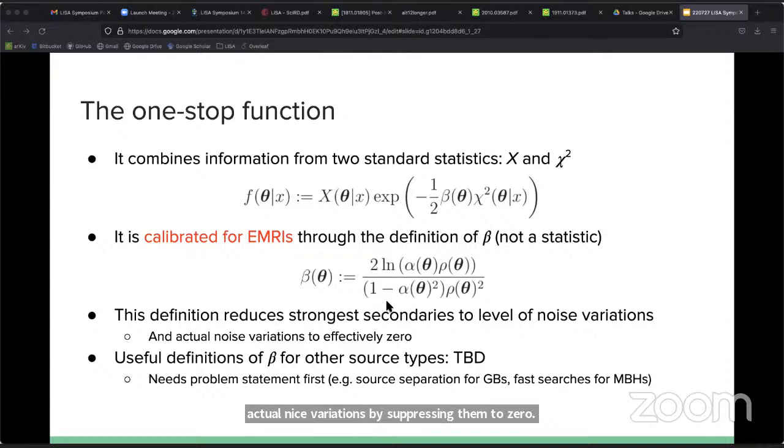For other source types, it should also be possible to define beta in such a way as to be useful. But of course, we will need to come up with a concrete problem statement first. For example, the aim might be to improve source separation for galactic binaries or to speed up searches for massive black holes. So that's work that's yet to be done.